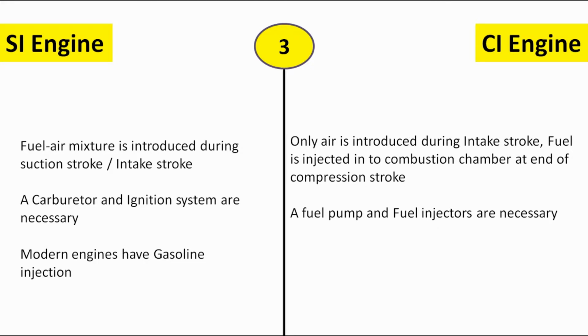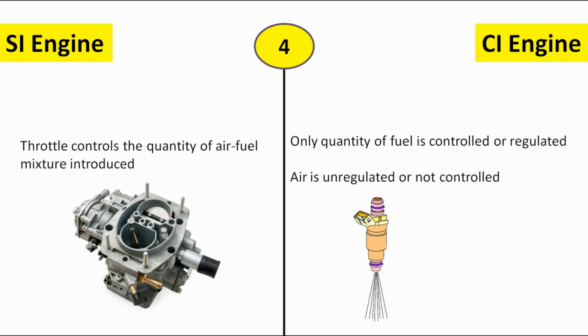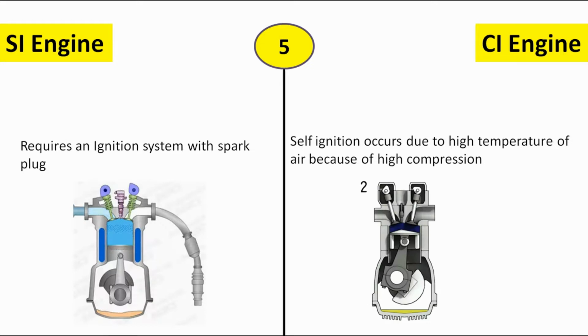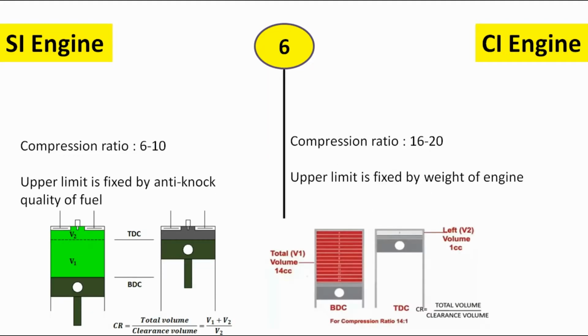In SI engine, throttle controls the quantity of air-fuel mixture introduced, whereas in CI engine, only quantity of fuel is controlled or regulated. Air is unregulated or not controlled. SI engine requires an ignition system with spark plug. In CI engine, self-ignition occurs due to high temperatures of air because of high compression. SI engines have compression ratio between 6 to 10 and upper limit is fixed by anti-knock quality of fuel. CI engines have compression ratio between 16 to 20 and upper limit is fixed by weight of the engine.